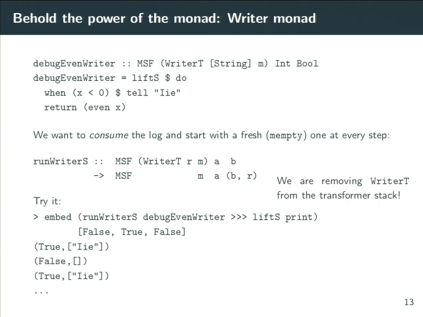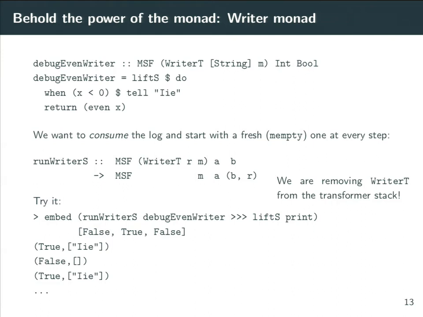The problem with this is how you run it. If you run several steps of the same MSF in this monad, what you get at the end is the log for all the steps in sequence. But you may want to consume it at the end of every step. So what we provide is a combinator that allows you to get out of this monad for MSFs. This is very similar to runWriterT of this transformer, or runWriter of the writer monad.